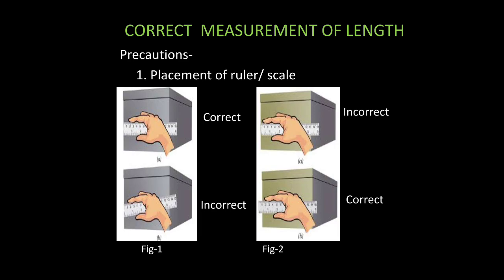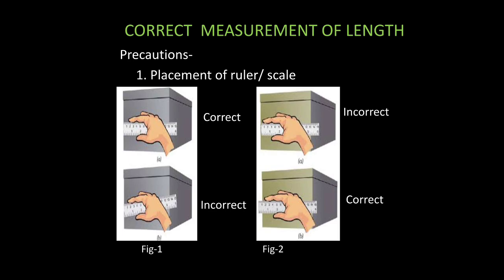Just see in figure number 1, there is a box. That box needs to be measured. The width needs to be measured with the help of a scale. So you must keep the scale parallel to the ground, and there is a mark 0 on your scale. You must have seen that. Just align the edge of the box with the 0 mark of the scale, and that is the correct way. But in figure number 1, in picture B, you can see that it has been placed in a slanting way. That is incorrect. You cannot get the proper width. Correct measurement is not possible.